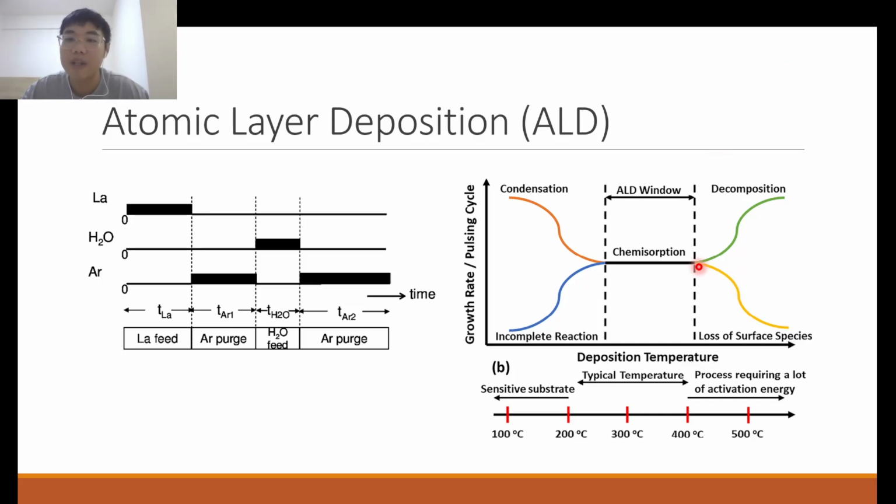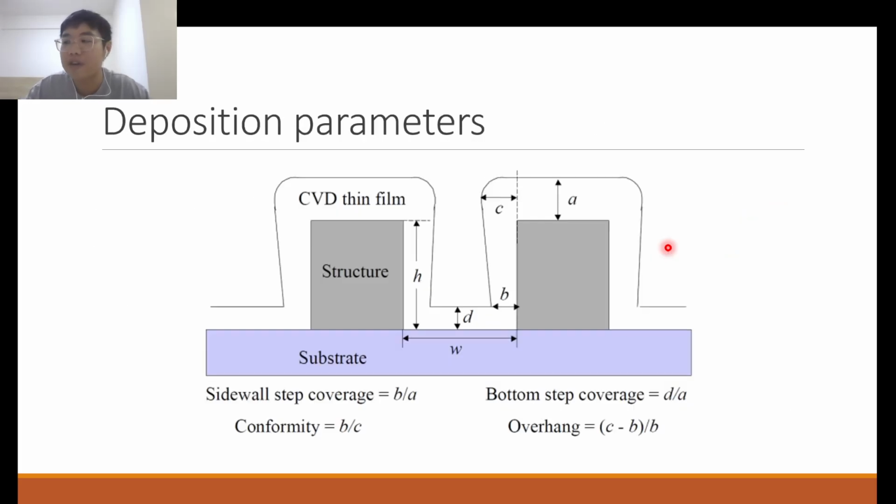Or it could be the case where at too high a temperature, the growth rate decreases as temperature increases, because now your species has too much energy. They readily desorb from the wafer surface, and that makes the reaction harder to proceed. So we want to operate in a window where the deposition rate is independent of temperature. Okay. Now I'll cover a bit on deposition parameters.